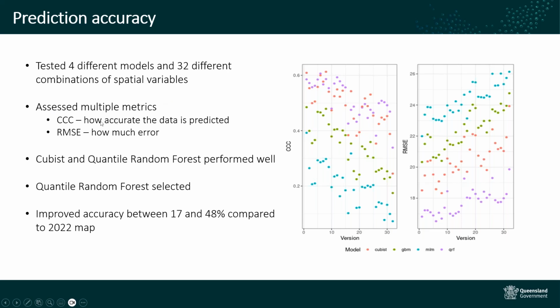But we assessed different metrics, and these graphs on the right here show, for one of them, how well the data fits on a one-to-one line, like how close the predicted and the observed are, and then also how much error. We saw 2 models perform well. Cubist was actually the model used in the previous map, and the quantile random forest model is a new one in this map. They perform pretty equally in some of the metrics, but in terms of the error in the prediction, the quantile random forest model performed a bit better, so we selected that for this map. When we compared the old map to this new map, we were able to improve some of the metrics by between 17 and 48%.